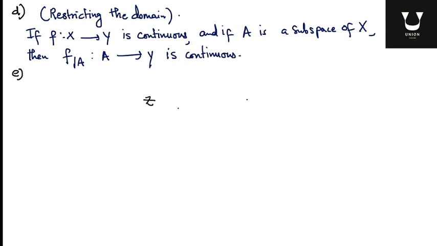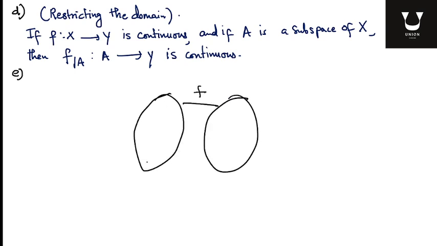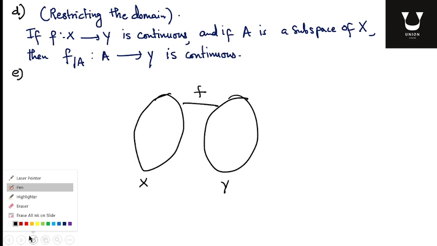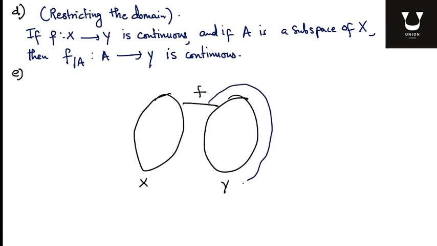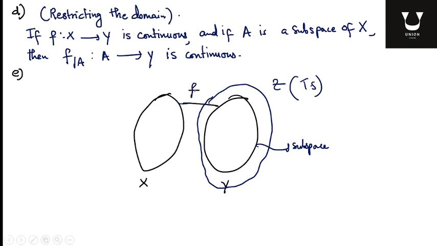If Z is the space which contains Y as a subspace, the situation is something like this. We have the same function F from X to Y. Suppose we have one more topological space, say Z, which contains Y as a subspace. Z is the topological space. Now, what I can do is expand the codomain set of the function F.